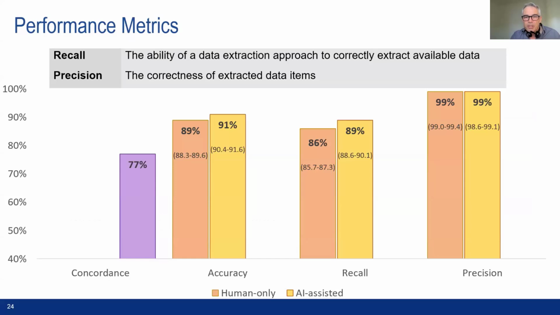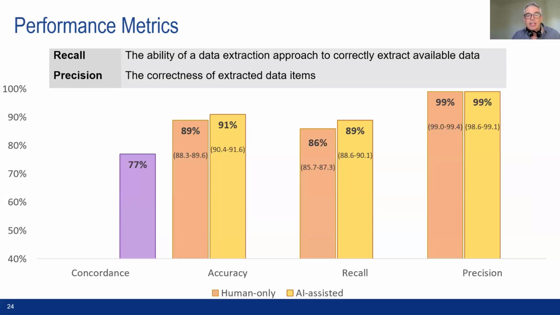So concordance between the 2 data extraction methods, which is shown here on the slide in purple, was 77%. So not very good, but we have to keep in mind that concordance is affected by errors in both methods. Probably more interesting is the comparison between the AI-assisted approach and the human-only data extraction approach. So overall, the AI-assisted method slightly outperformed the human-only method.